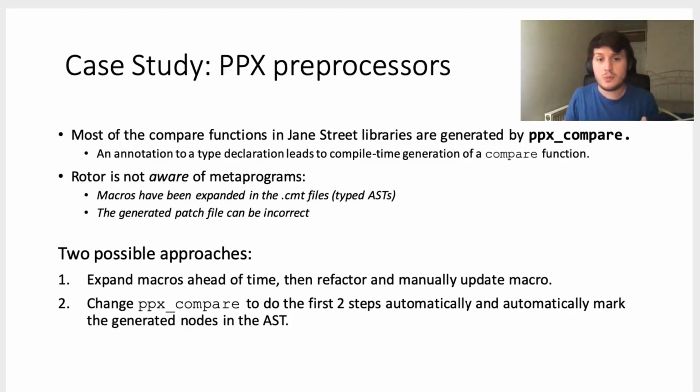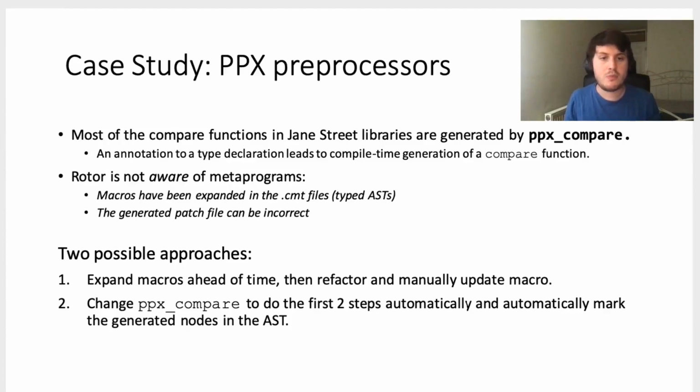We thus propose two possible approaches to fix this issue. The first one is to expand the PPX macros ahead of time and then refactor the code. However, this solution makes the code base out of sync with the PPX and forces the user to manually update the expanded macros. The second one consists in changing the PPX preprocessor so that it does the first two steps of our procedure automatically, and to mark in the AST with an annotation, for example, what has been automatically generated, so that Rotor can ignore it.